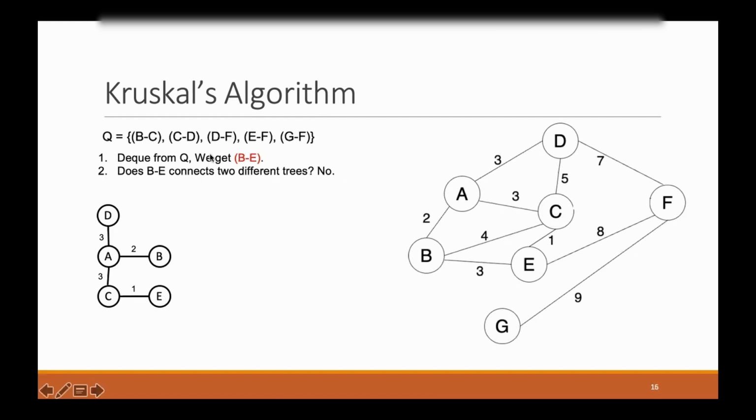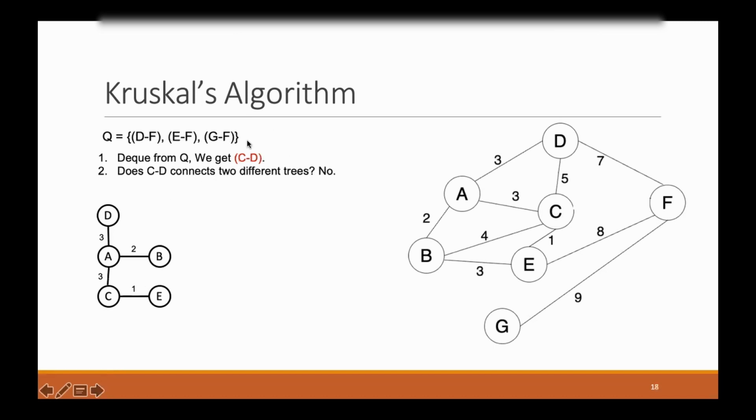On the next step, we dequeue again, and we get BE. So now we ask the question, does BE connect two different trees? The answer is no, because B and E are actually parts of the same tree. So it is not connecting two different trees. So we do not consider that. We do not put it in the forest. Next, we dequeue again. So we get BC, and then we ask the same question, does BC connect two different trees? So we already have B and C here on the tree, so it is not connecting two different trees. So we're not going to put it in the forest.